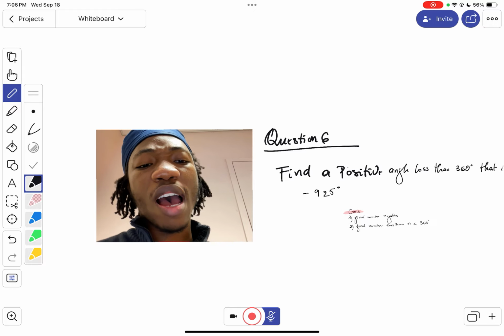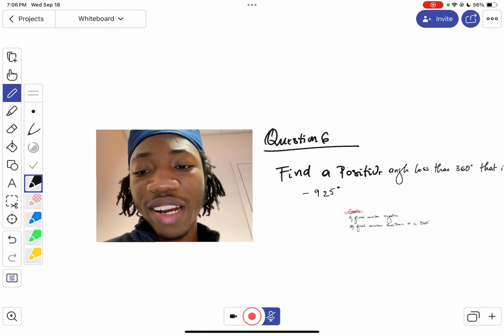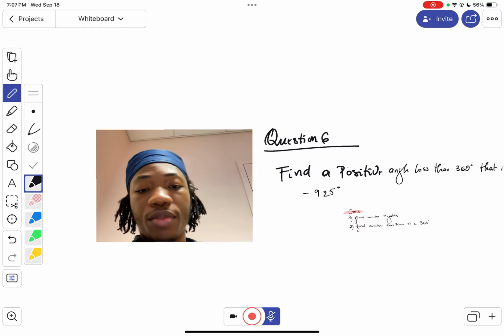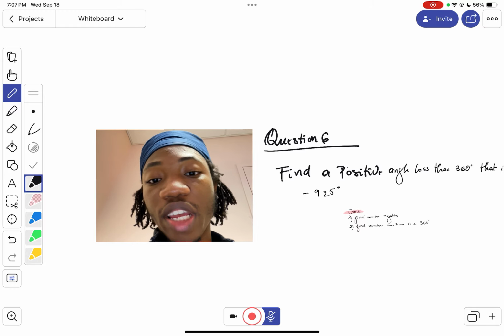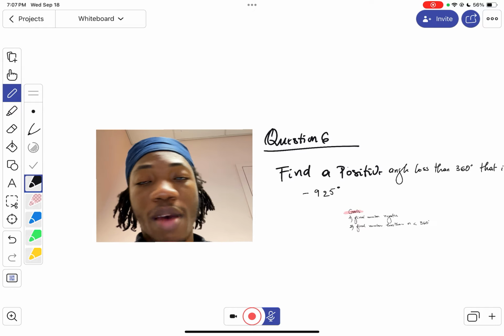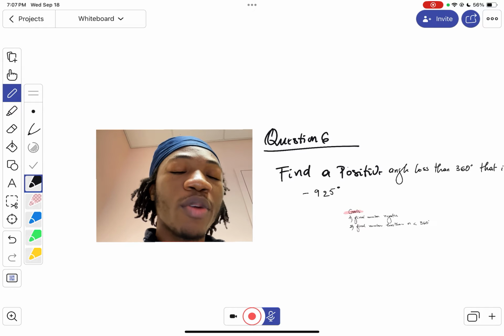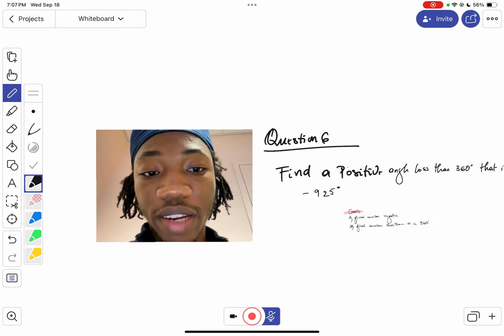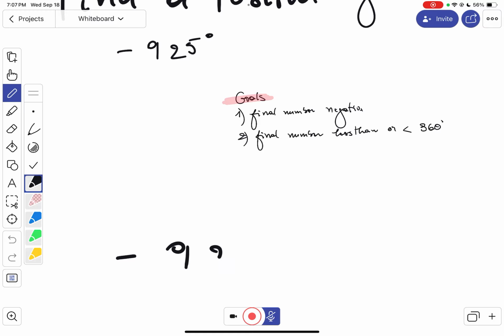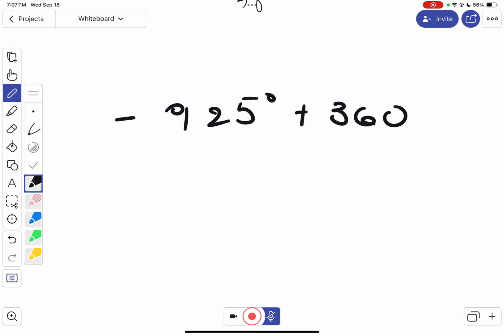So we have a negative number. We're not going to add a negative number to it, because if you add a negative number, it just gets bigger in the negative direction: minus 1,000, minus something else, based on which number you put on it. So instead, you add a positive number. You have minus 925 degrees plus 360, which gives you minus 565 degrees.